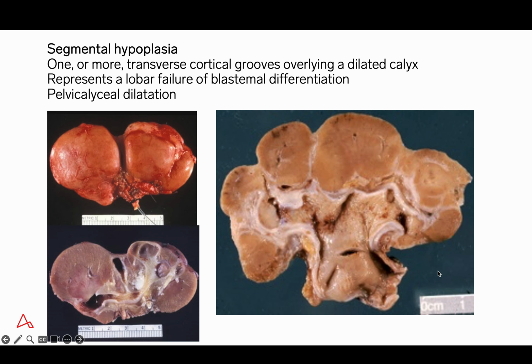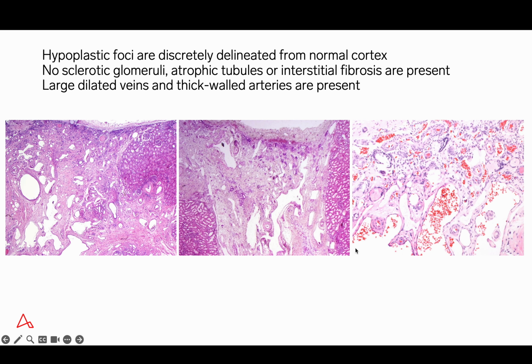Here are some gross photographs of Ask-Upmark kidney. Here on the left, we can again see the very deep cortical groove, which is shown in the bivalved kidney right here, where the collecting system and the renal capsule are closely approximated. But there are other hypoplastic lobes as well, scattered in the polar regions. The gross photograph on the right shows multiple hypoplastic foci, and these hypoplastic foci are very distinctive microscopically.